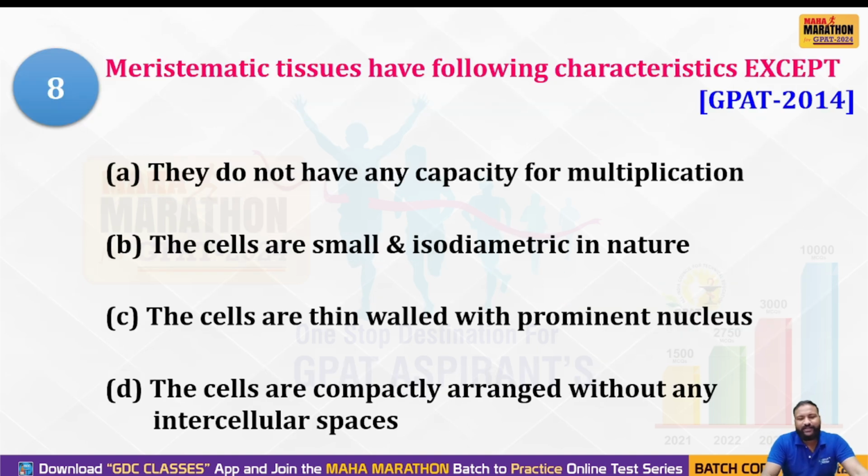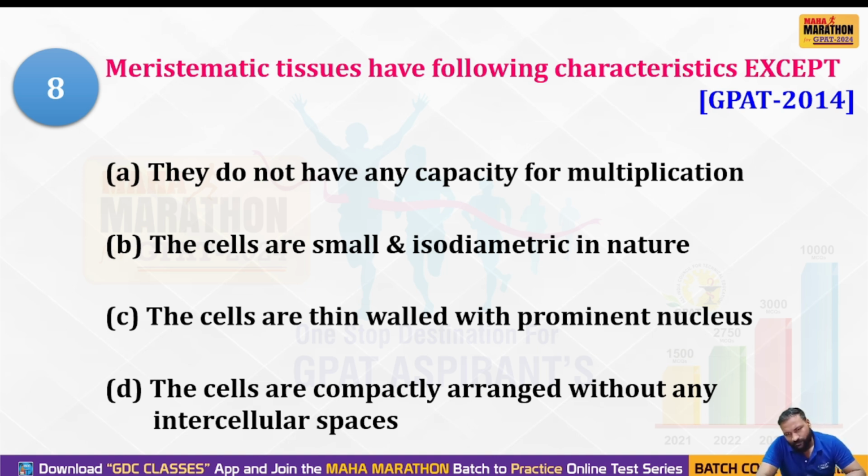Next question: meristematic tissues have the following characteristics except. We have permanent tissues and meristematic tissues, but what are the characteristics except? Which one of the following is not a characteristic of a meristematic cell? They do not have any capacity for multiplication. The cells are small and isodiametric in nature. Cells are thin walled with a prominent nucleus, and the cells are compactly arranged without any intercellular space. Can anybody tell me the answer?